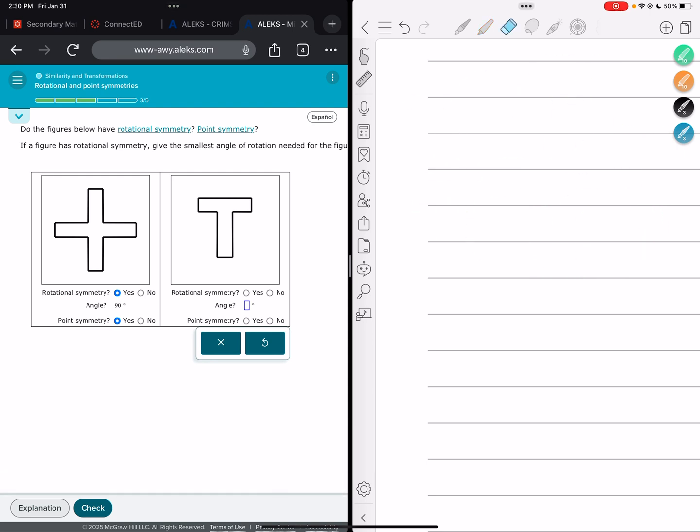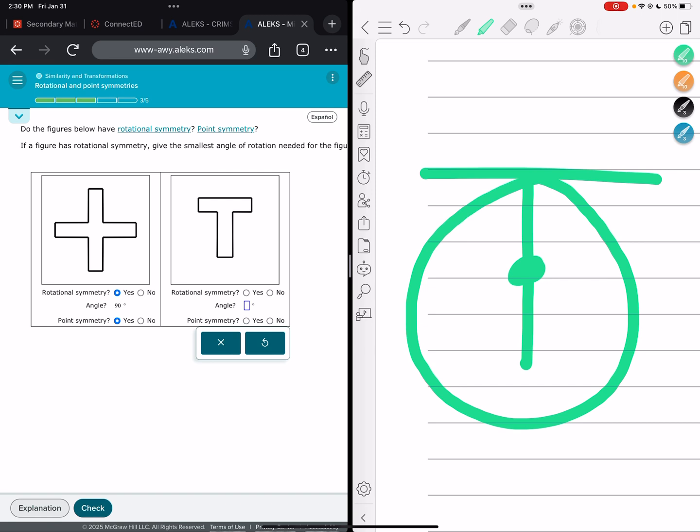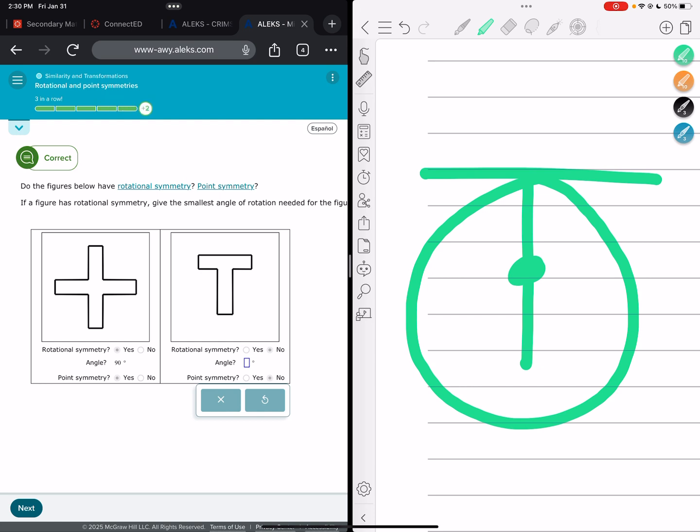As far as the letter T goes, if I look at the letter T from here to here, if I rotate around this center point right here, there is no point where the T matches on itself until it gets back to the top. So I don't have rotational symmetry, and if I don't have rotational symmetry, that means I for sure don't have point symmetry, which we can check. So that's how you find rotational and point symmetries.